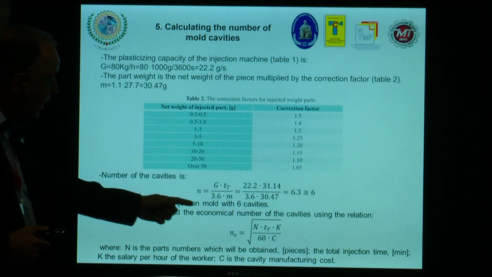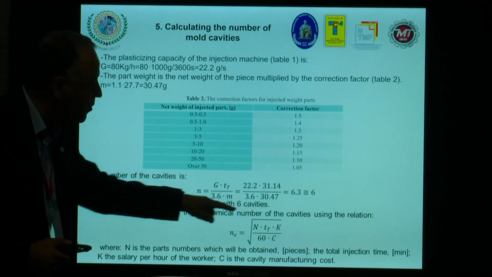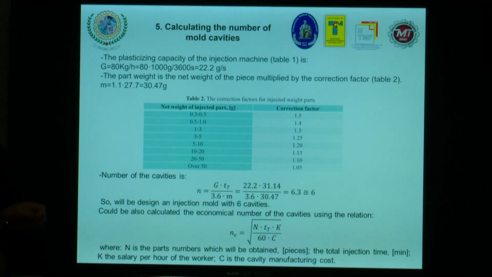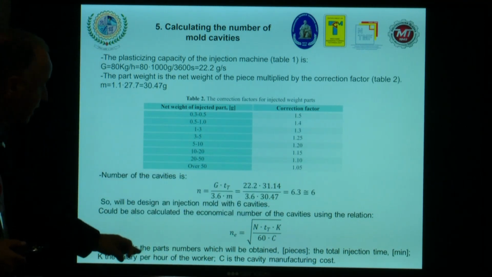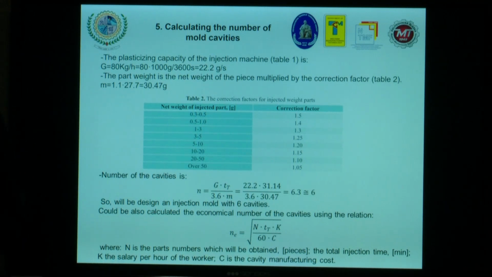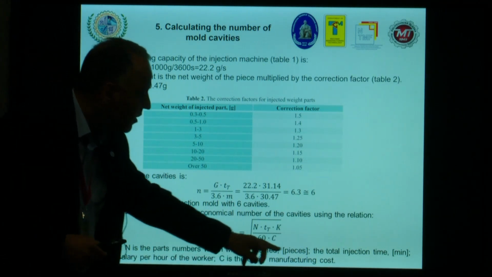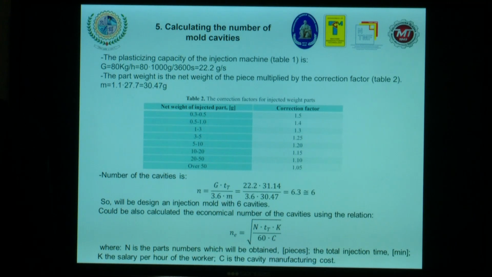Also, we can calculate the cavities, taking into account the economical number of the cavities. You can see here the relation, and we have to take into account the total injection time and the salary per hour for the worker, but it's up to the countries. So we cannot make the calculus from the economical point of view. In our example, the calculation is made only from the technical point of view, and of course, we also have to take into account the cavity manufacturing cost.